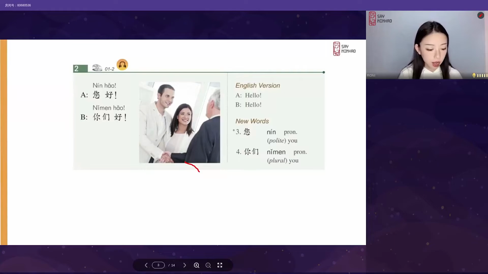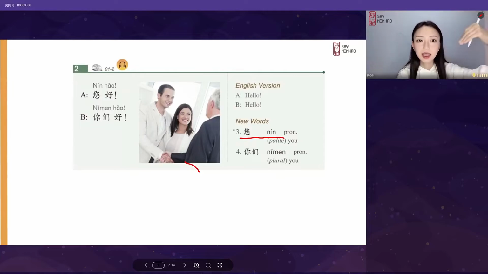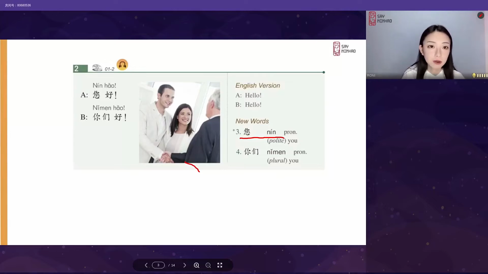First, let's look at the new words. First one is 您, 呢银, 您. The initial is 呢, and the final is in, and the tone is second tone. 呢银, 您. Read after me, please. 您, 您, 您. This is a pronoun too. It means you, but in a respectful way. Polite way to say you.